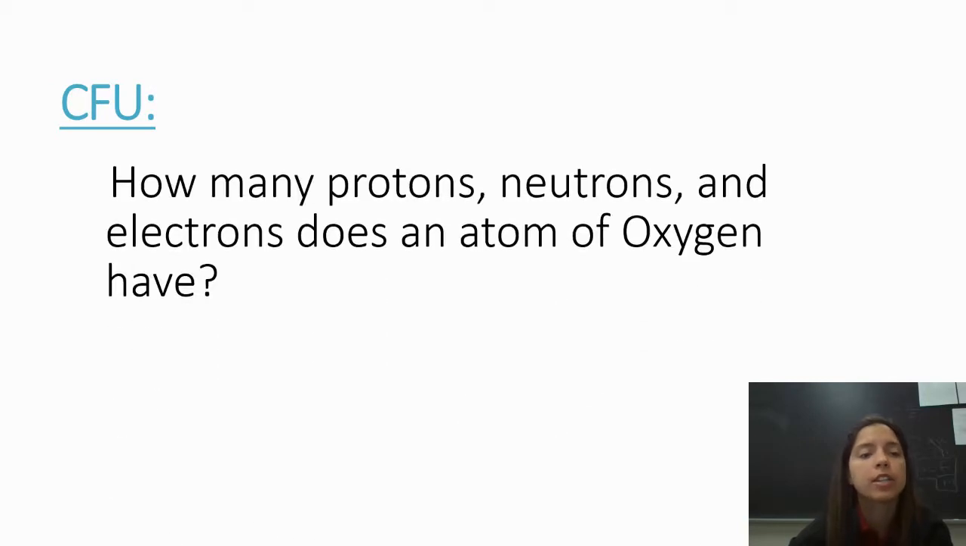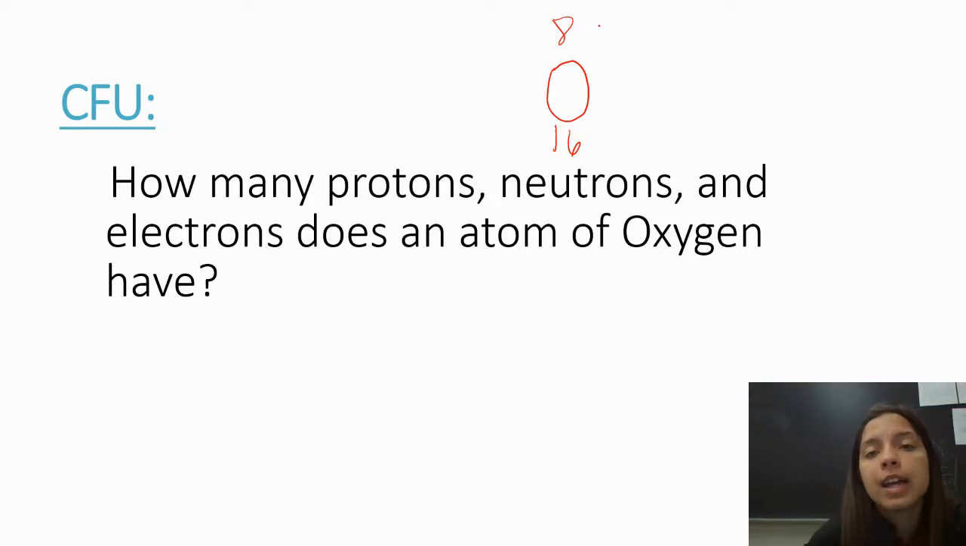Okay, the next check for understanding is how many protons, neutrons, and electrons does an atom of oxygen have? So I go to my periodic table, I find oxygen, right? Oxygen has an atomic number of 8. And the mass is 15.999, so I'm going to round that to 16. So I know that the atomic number tells me the protons, and it has an atomic number of 8 right here. So I'm going to write the protons equal 8, right?